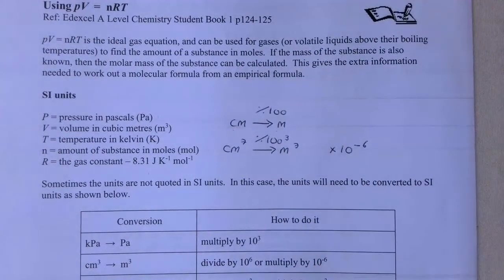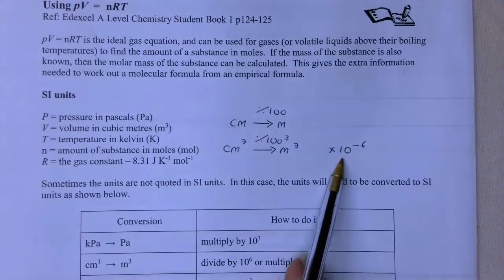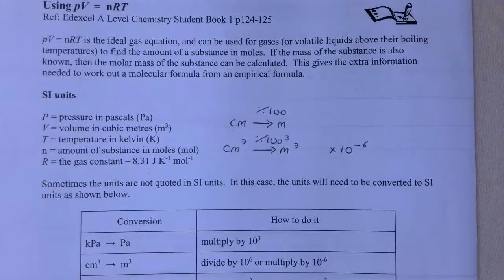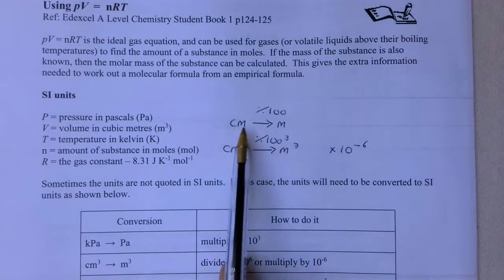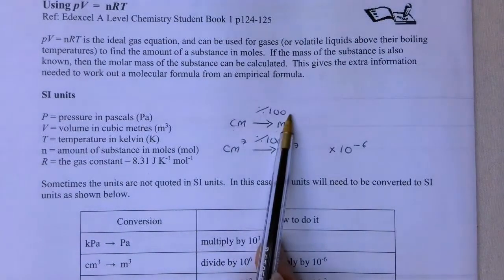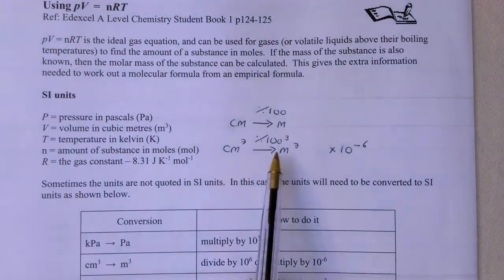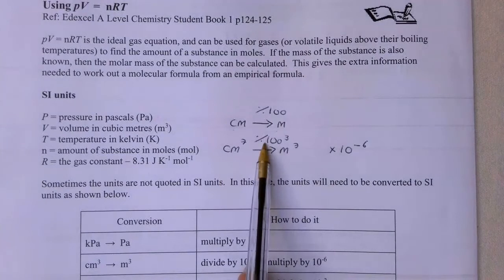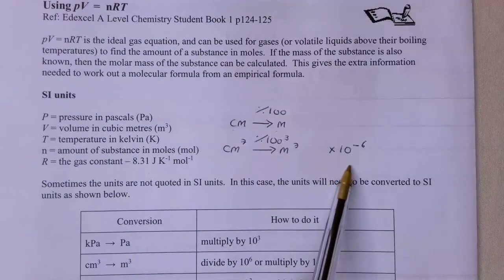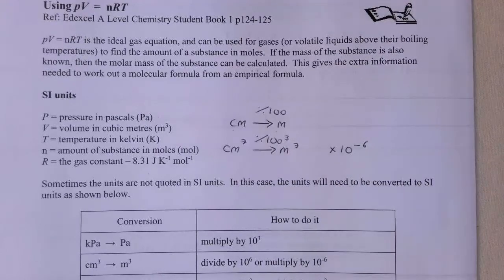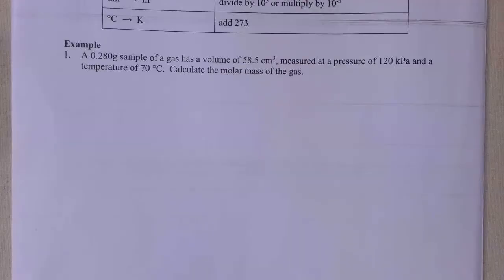Okay? So that's something that you need to remember. Again, some of this data is given to you in the data booklet, but if you can remember how to convert centimetres into metres by dividing by 100, centimetres cubed to metres cubed is dividing by 100 cubed, or timesing by 10 to the minus 6. So let's look at our first example.